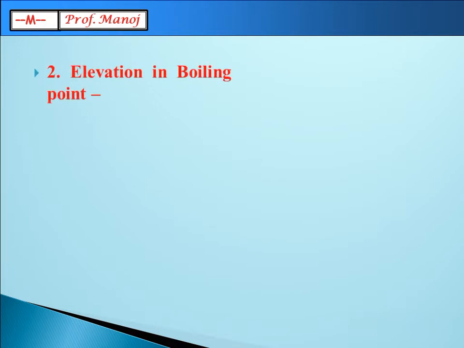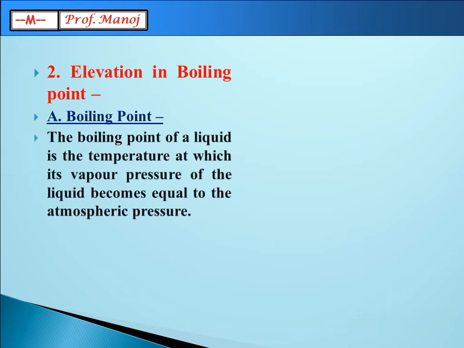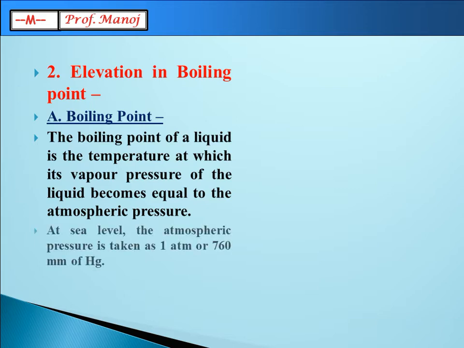Let us now begin with the second colligative property, elevation in boiling point. Before we go for boiling point, let us think what boiling point itself was. The definition is quite simple. Don't write the school level definition here. The temperature at which a liquid boils is called boiling point. That's not the definition. The boiling point of a liquid is the temperature at which the vapor pressure of the liquid becomes equal to the atmospheric pressure. This atmospheric pressure at sea level is taken as 1 atmosphere or 760 millimeter of mercury.